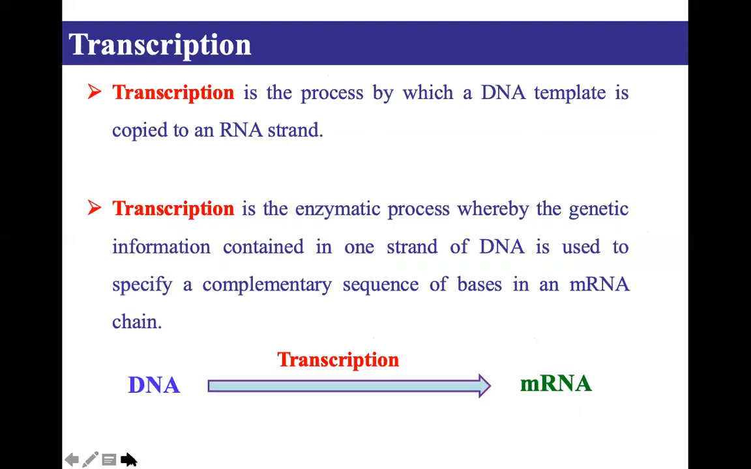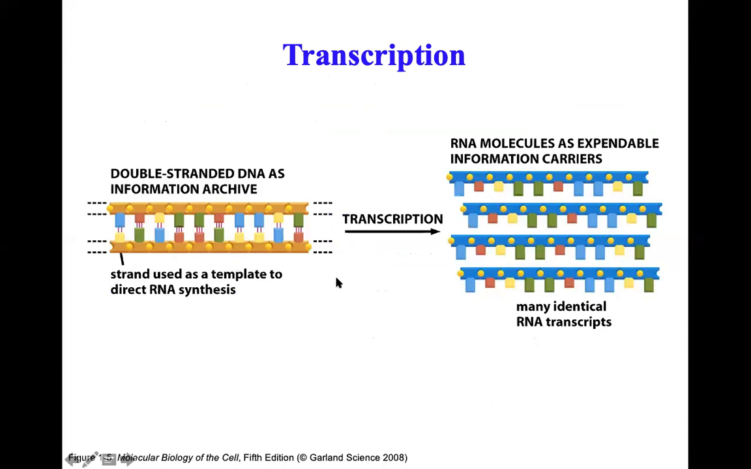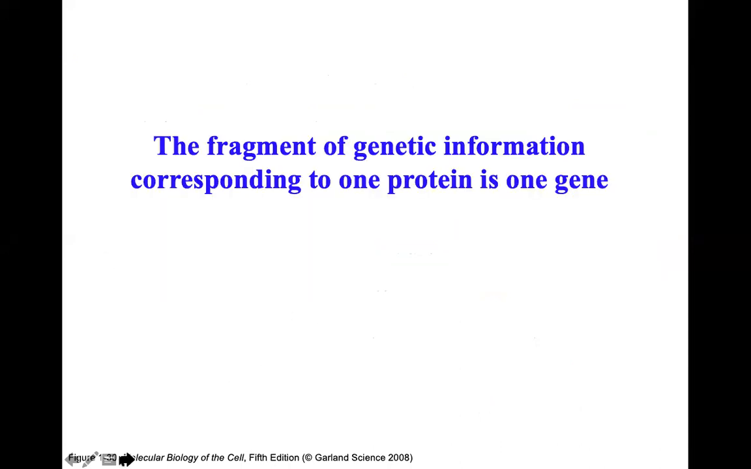So transcription and translation, I am giving you just like a class note for your exam. DNA to mRNA is transcription, and this is the simple definition. And transcription, I already showed you how it takes place. And the fragment of genetic information corresponding to one protein is one gene. So if you are asked what is a gene, a gene is a fragment of genetic information corresponding to one protein. If I ask you where a gene is located, in the DNA.